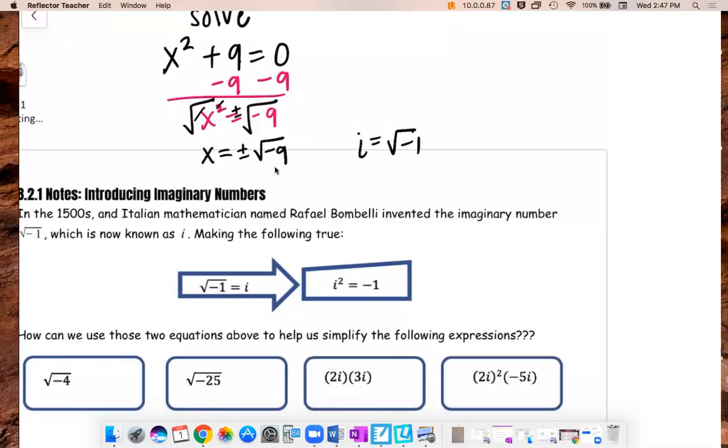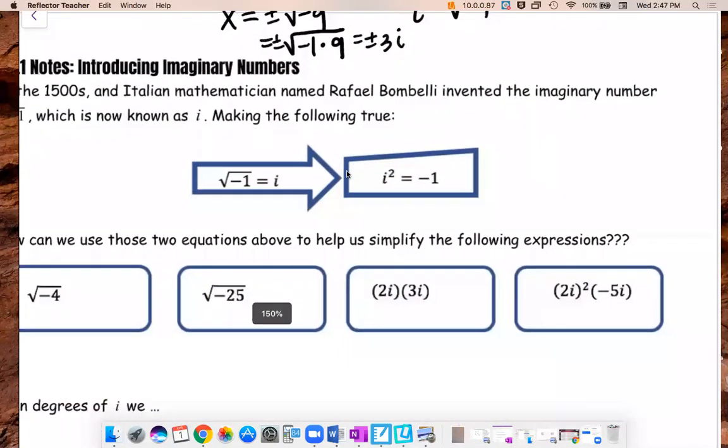So I can now break this into the square root of negative 1 times the square root of 9. If I say the square root of negative 1 is i, I can solve this out. I know the square root of 9 is 3, and the square root of negative 1 is i, so I can write this as plus or minus 3i. It's treating numbers the same way as if you did the square root of 9 to get 3, but since we have this negative 1 inside as well, you just throw an i on there to get that imaginary unit. So he just invented this imaginary unit.